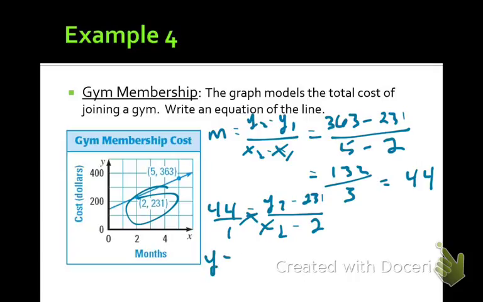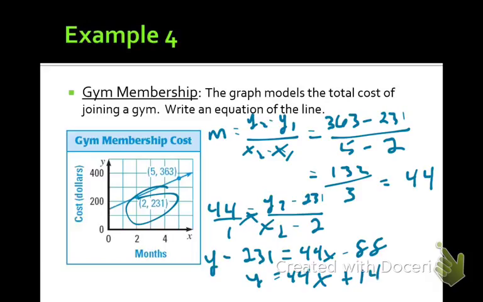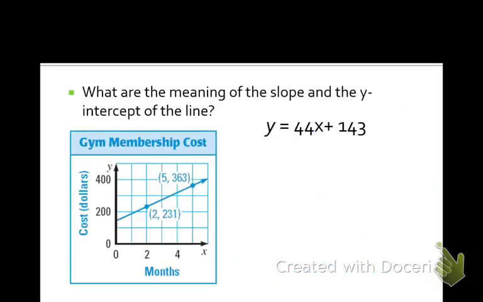I get y minus 231. I'm just dropping the 2's now in my x and y. And I get 44x minus 88. Add 231 to both sides, and you get 44x plus, what is that? 112, 143. Okay, so there's the equation of that line.